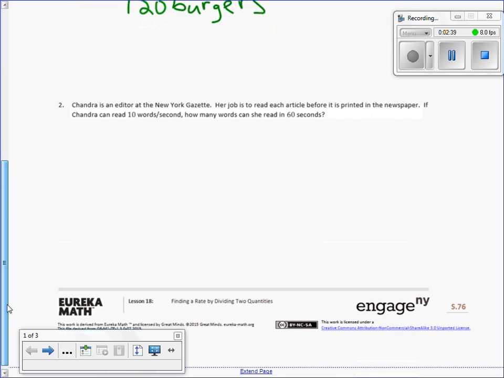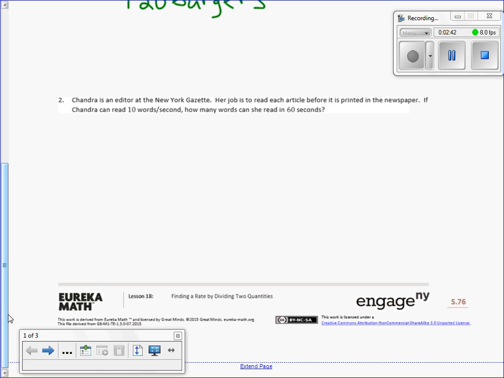All right, number 2. Chandra is an editor at the New York Gazette. Her job is to read each article before it is printed in the newspaper.